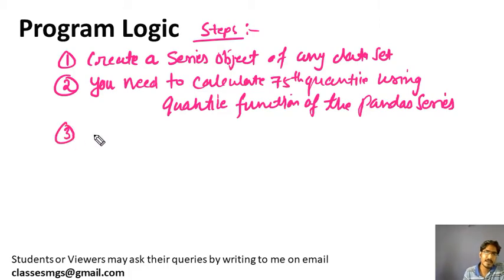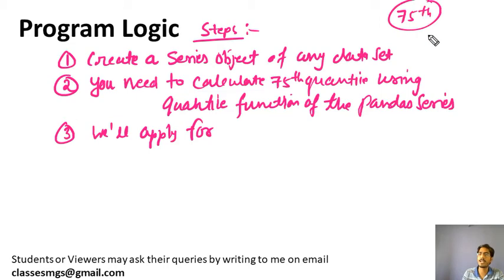Third step, we will apply. Now the problem is what? We need to find out the 75th quantile value, and then we need to print all the values that are having the value greater than 75th quantile. This is the problem. So now we know the quantile after the second step. Now we will filter the values from the list that have the values greater than 75th quantile's value.